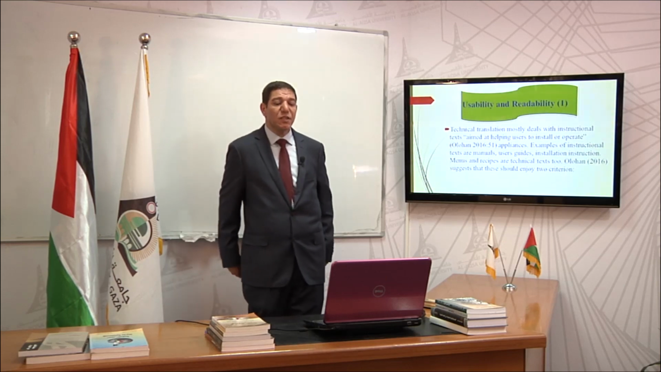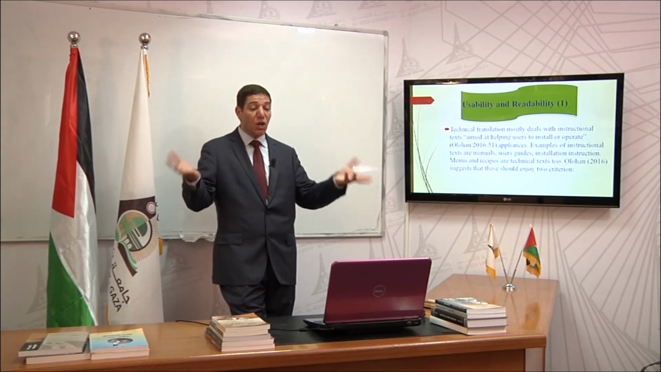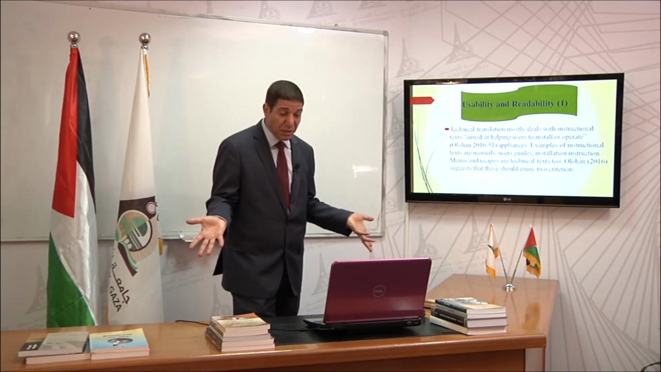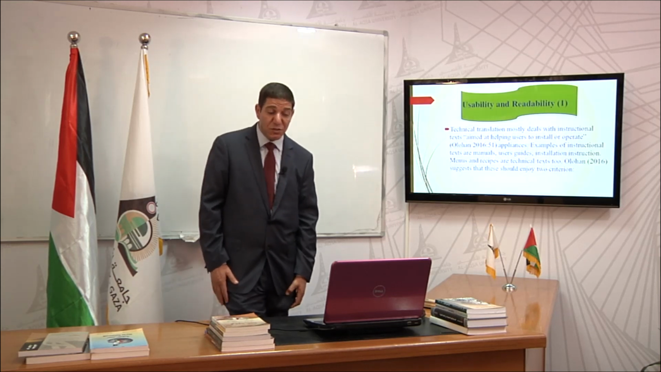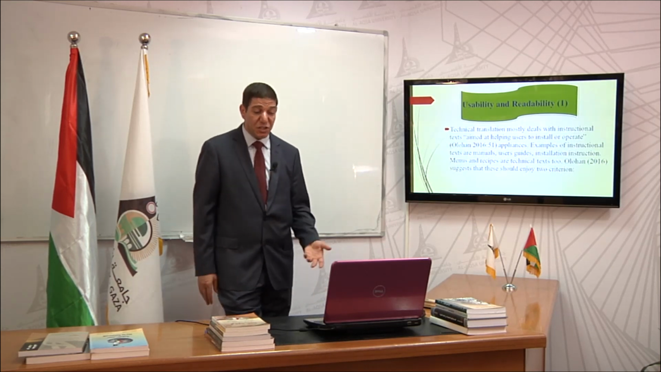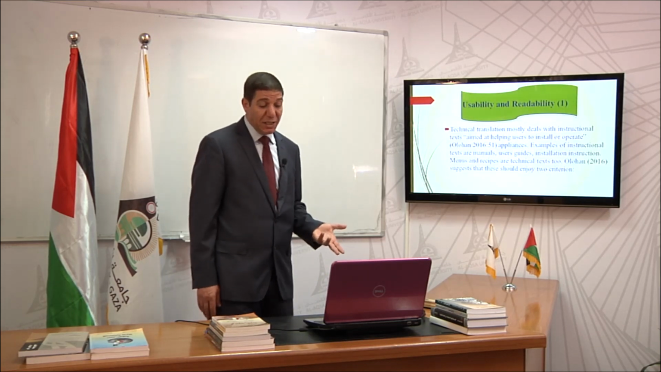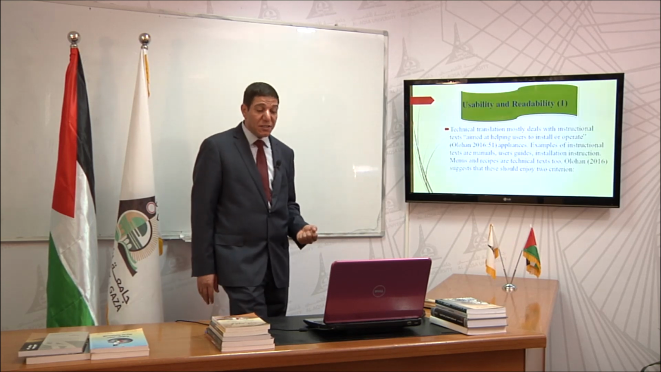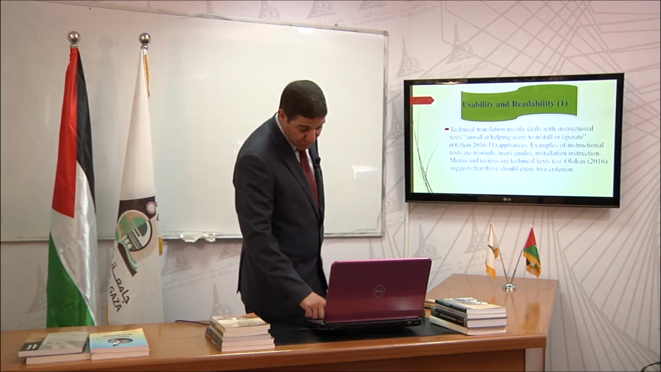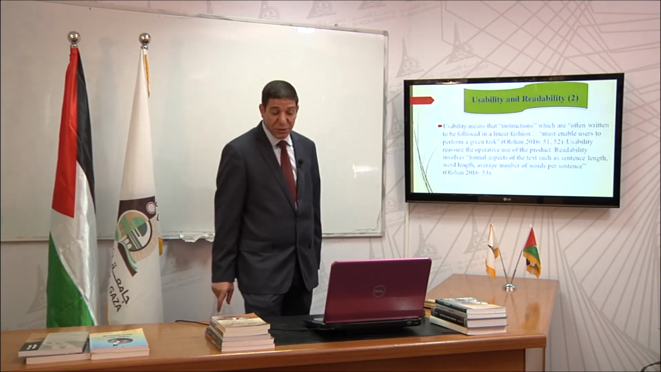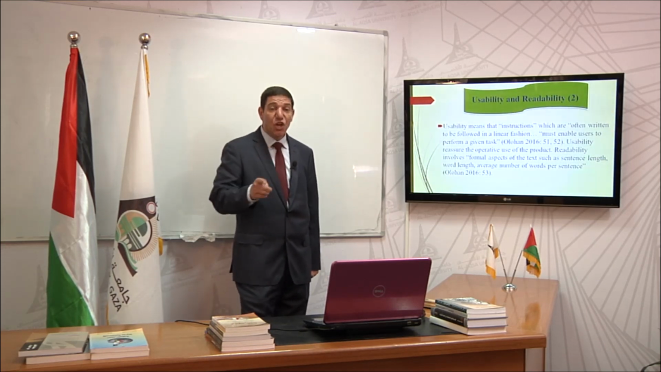Technical translation mostly deals with instructional text aimed at helping users to install or operate appliances, of course. Examples of instructional text are manuals, user's guides, installation instructions, menus, and recipes. All these are technical texts. Olohan suggests that these should enjoy two criteria. Let us see these criteria, okay? The first criterion is usability.